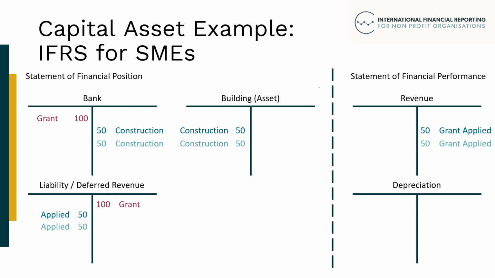In subsequent years, depreciation is recognised. The expected life of the building is 25 years, so depreciation of 4 per year is recognised. Debit depreciation expenses 4, credit asset 4 for each year. The same treatment would apply under the IPSASB's ED 71 and under IPSAS 23 if there were conditions.